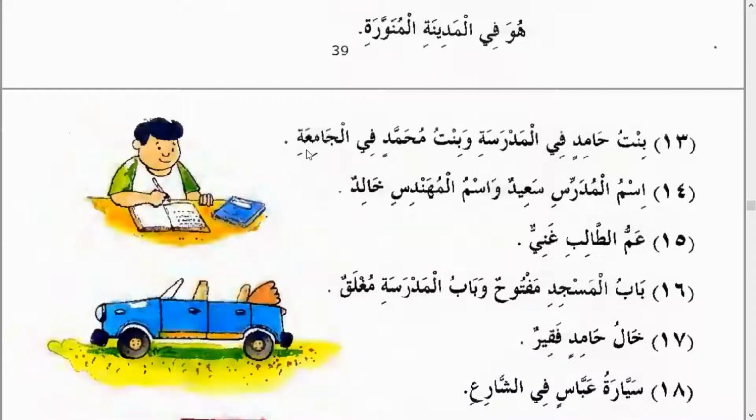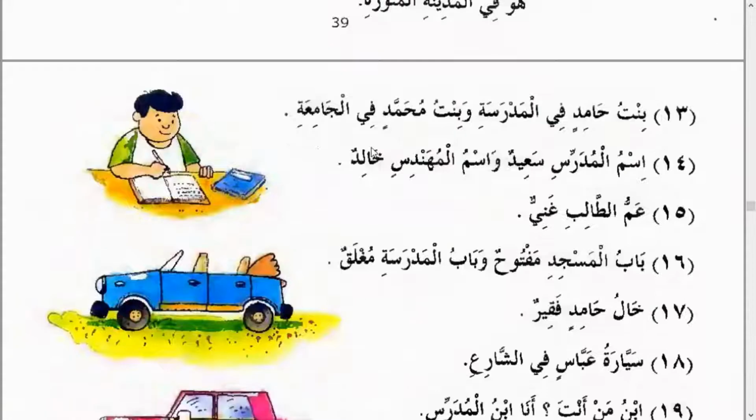And Muhammad's daughter is in the university. Ismul mudarrisi, the teacher's name is Sa'idun. The next one, the teacher's name. See, mudaf and mudaf ilayh. Again, these are all examples of mudaf mudaf ilayh. So how am I translating it? I'm translating it as the teacher's name is Sa'id.